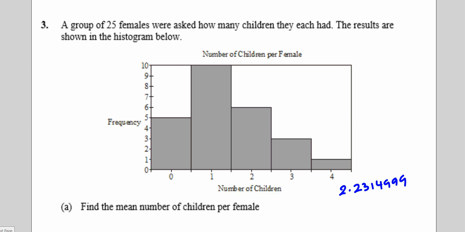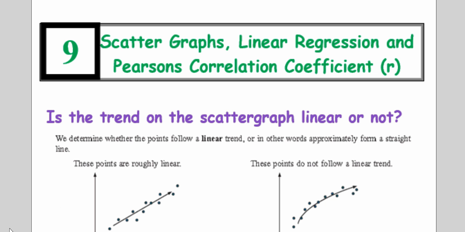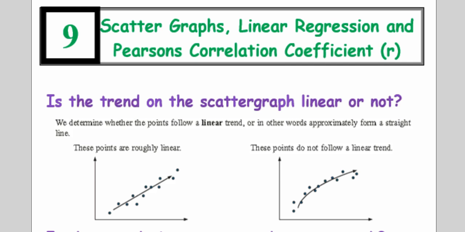Yep. All right. Okay, so moving on to scatter graphs. Let's do a quick intro to scatter graphs, regression and Pearson's. This is the TA2 stuff. Okay, scatter graphs, linear regression, and Pearson's correlation coefficient. We're flying through this a bit. Is the trend on this scatter graph linear or not linear?